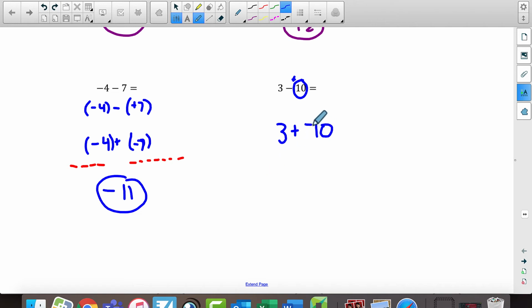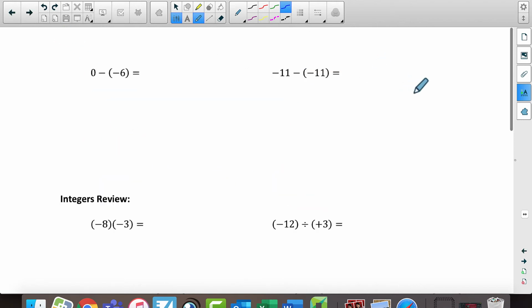Now, what do you have more of? Negatives or positives? If it doesn't have a symbol, it's a positive. You have more negatives. How much more is 10 than 3? 7. So you're good. Getting a little bit repetitive, isn't it? But that's good. At least we're understanding, hopefully.